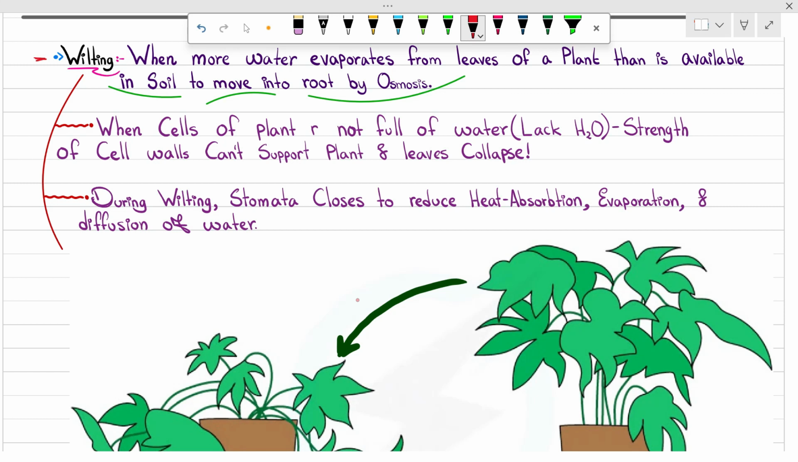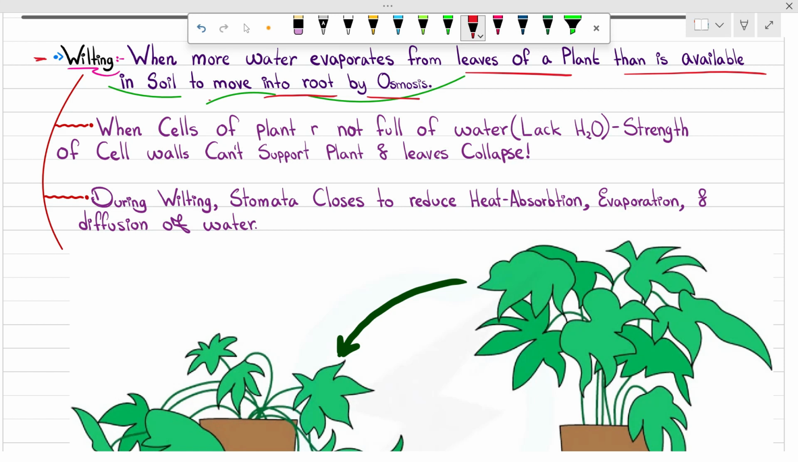Wilting is when more water evaporates from the leaves of the plant than is available in the soil to move into the root by osmosis. So plants have water available in the soil that moves by osmosis, but what happens during wilting is that more water is evaporating from the plant than what is already available in the plant.